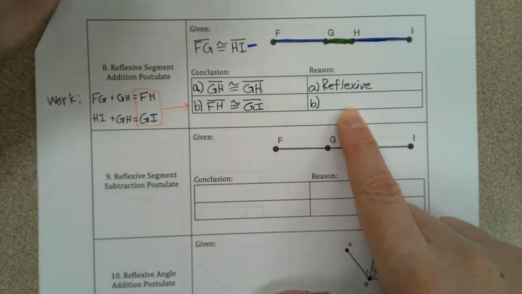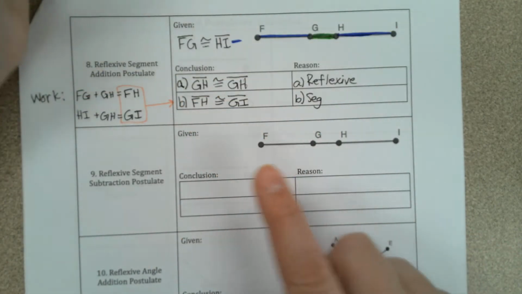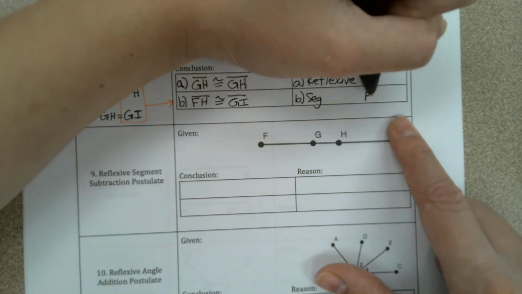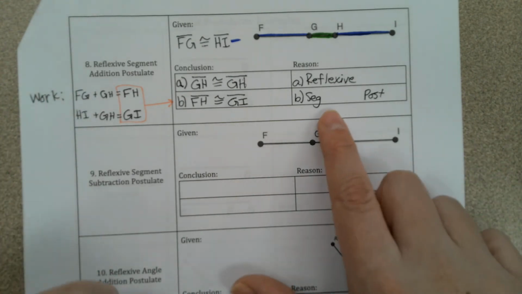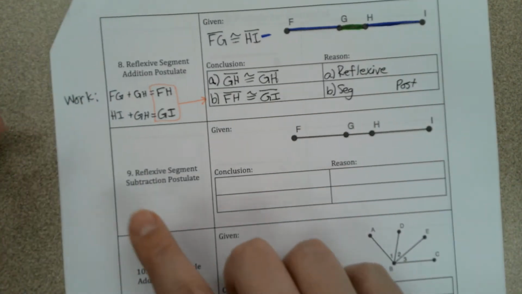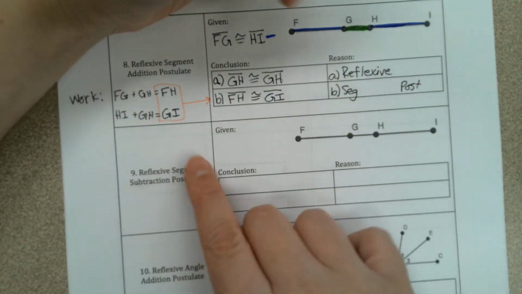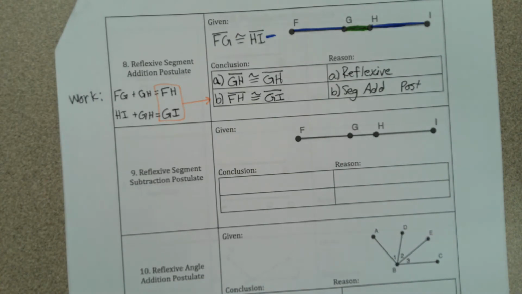And my reason, now, this is segments, so we got seg. Hope we can all see that these are segments. And then postulate I'm going to put here. Once you've narrowed your problems down, you'll be like, okay, did I add or subtract here? Hopefully the equations make it obvious. I added here. The segments got longer, not shorter. So segment, addition, postulate. Seg, add, post.